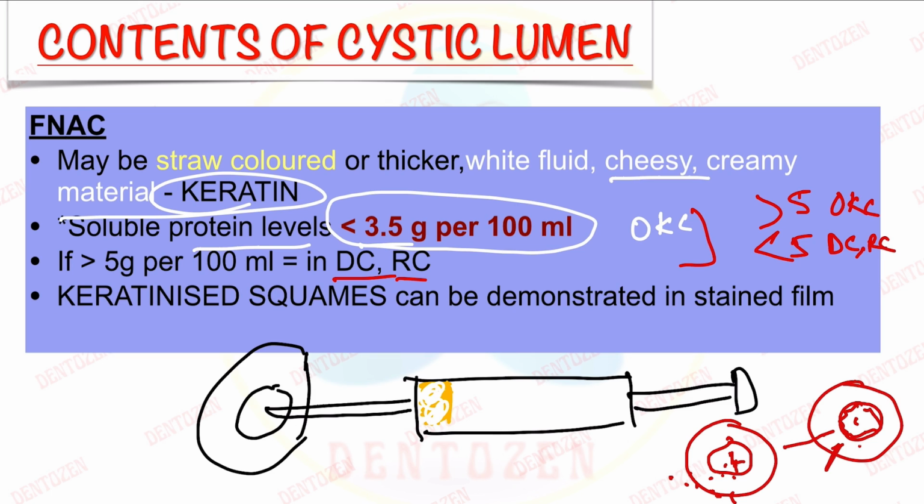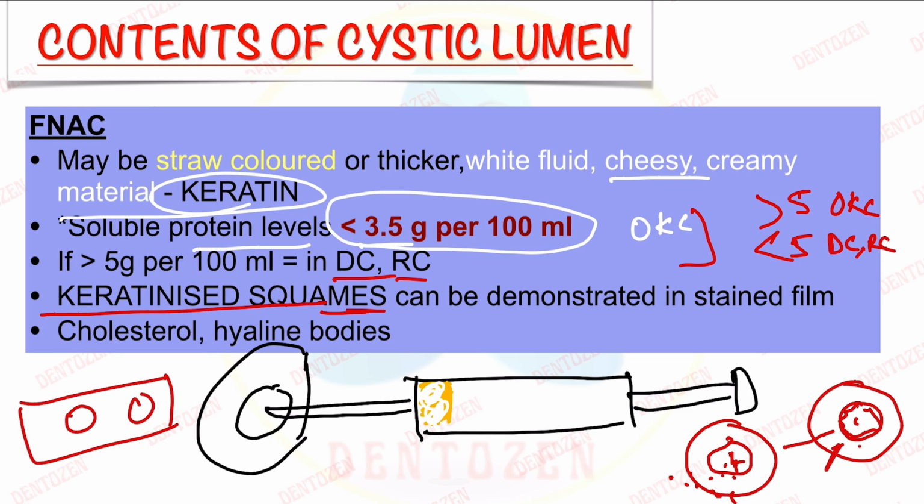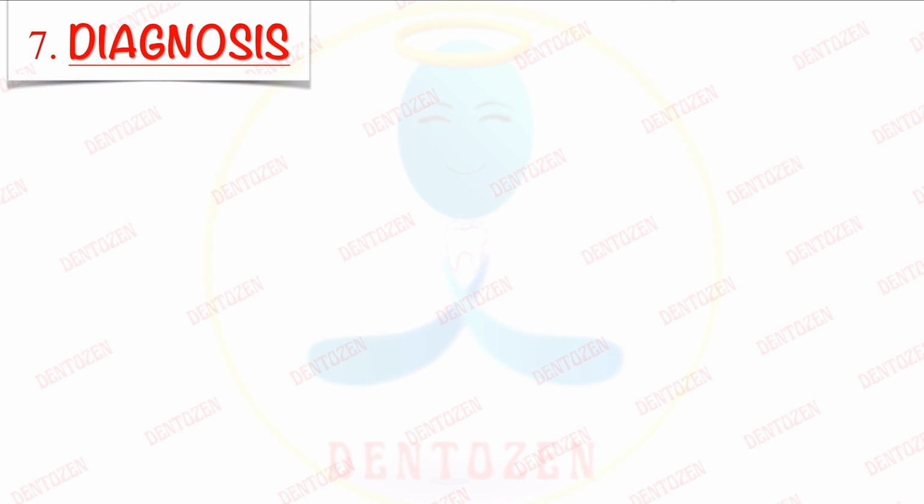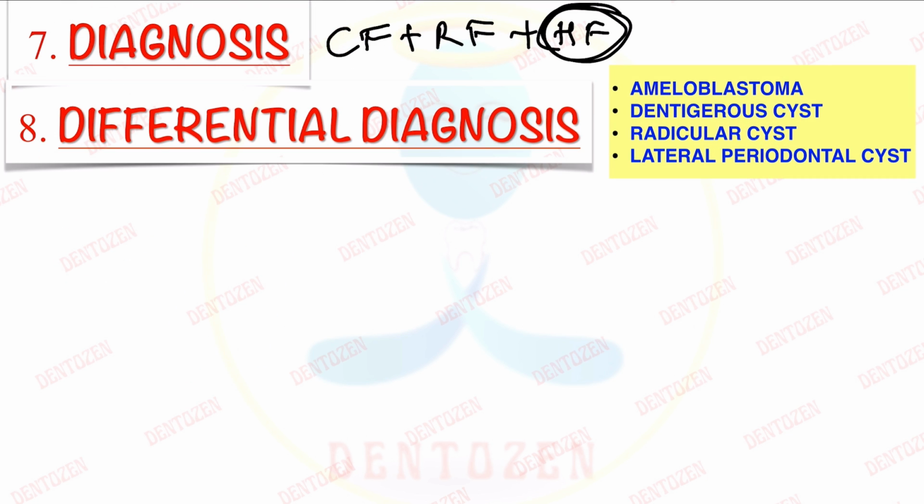Then if we take out these fluid contents and spread on the slide and stain them, we can see keratinized cells, keratinized squames can be observed. Also, we can see cholesterol and hyaline bodies. Now coming to diagnosis. Diagnosis is based on correlation of clinical features, radiographic features, and histopathological features. Final diagnosis is given on histopathology. We have already seen differential diagnosis, ameloblastoma, dentigerous cyst, radicular cyst, lateral periodontal cyst, and they are differentiated based on histopath. OKC has specific histopath features which help us to diagnose it.